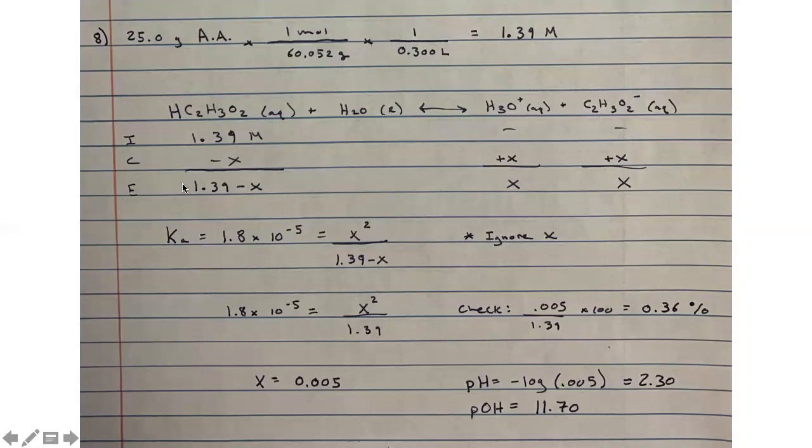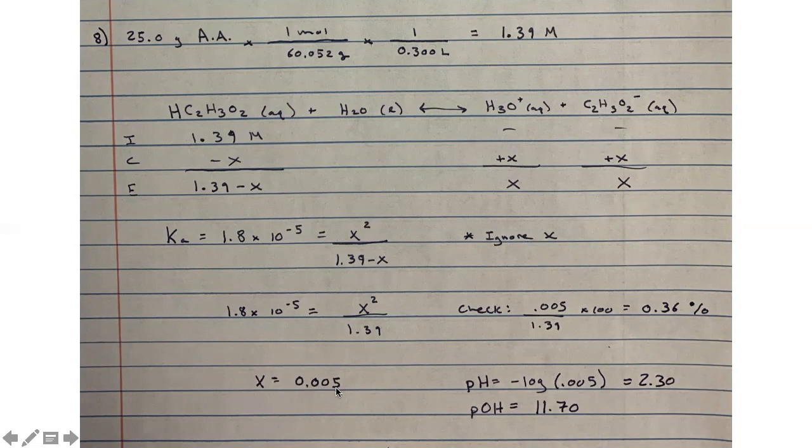Now that I have my equilibrium values, I'm going to utilize my Ka. So my Ka, which in this case is 1.8 times 10 to the negative fifth, is equal to my concentration of products, X times X, or X squared, divided by my equilibrium concentration of reactants, 1.39 minus X. Now I'm going to use the 5% rule to ignore X, just simplifying my equation. So now in the denominator, I only have 1.39, and I solve for X, and it comes out to 0.005.